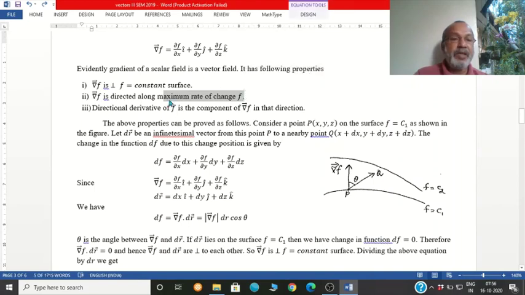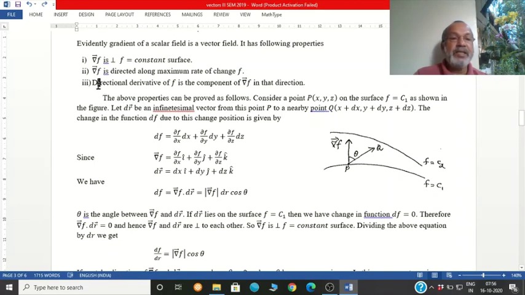That is this statement. And the third one is directional derivative of f is the component of del f in that direction. That is, if you go from a point in different directions, then you will get different derivatives. So if you go in a particular direction, that is called a directional derivative of that function in that particular direction. And you can find the directional derivative in any direction using this gradient, and the component of gradient in any direction will be equal to the directional derivative of that function in the same direction.